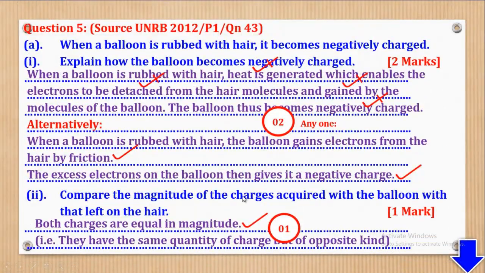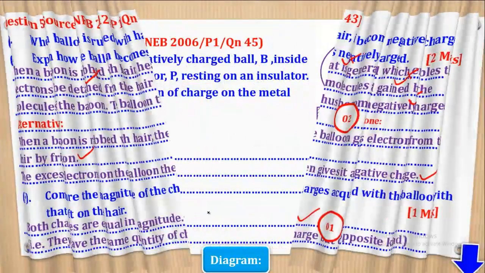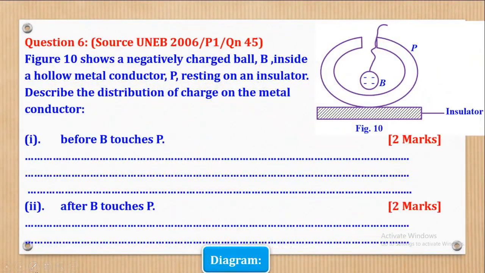So basically that has been question 5. Now let's go to question 6. Question 6 came from UNEB 2006 paper 1 question 45 and says that figure 10 shows a negatively charged ball B inside a hollow metal conductor P resting on an insulator. As you can see here, this is figure 10. Describe the distribution of charge on the metal conductor, Roman 1, before B touches P.